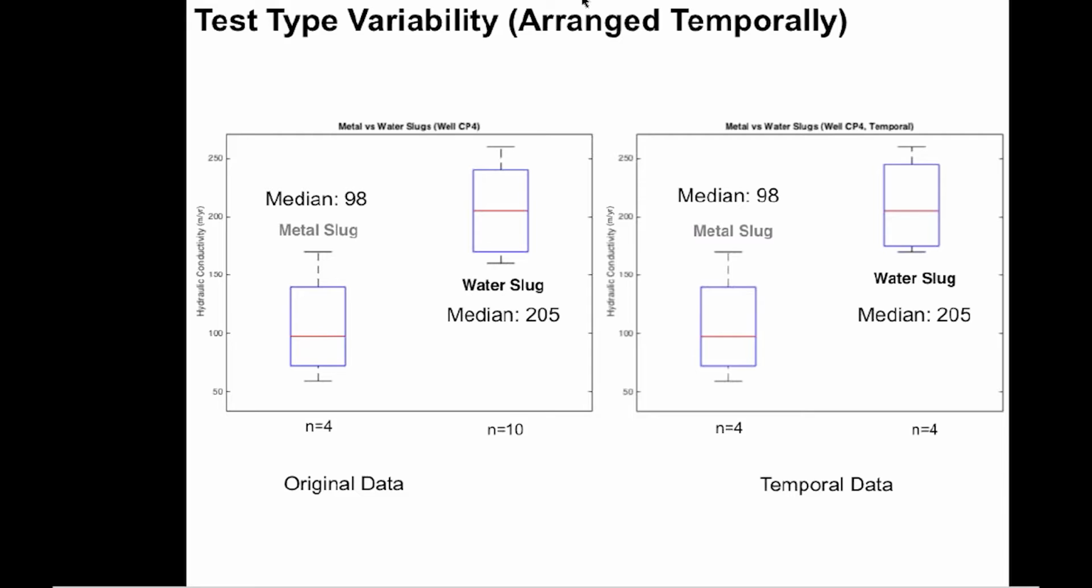So what we did was we took the 4 earliest slug test times, so the earliest in the morning when evapotranspiration had the least effect, and we compared those. So we had 4 metal slug tests compared to the earliest 4 water slug tests. However, if you look at the medians, you can still see that the medians are exactly the same, and the 2 data sets are still statistically dissimilar.